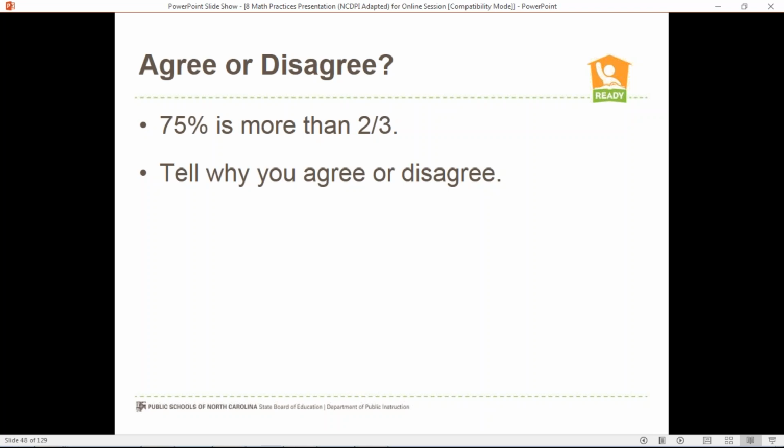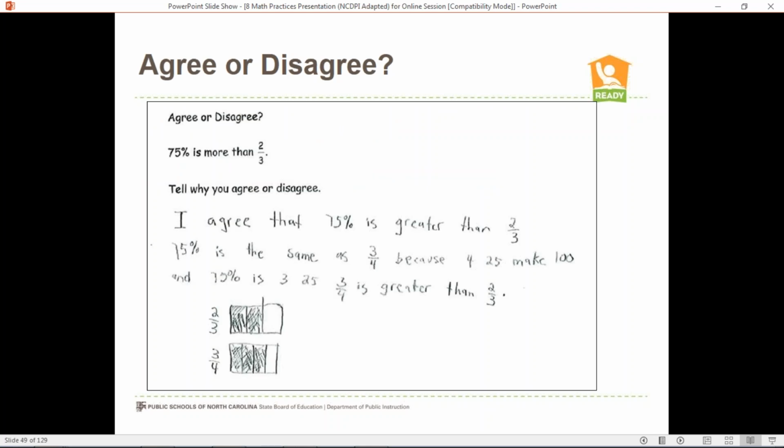So agree or disagree. 75% is more than 2/3 or 2 out of 3. And then why do you agree or disagree? Look at how some students thought about this. So I agree that 75% is greater than 2/3. 75% is the same as 3/4. And because 4 25s make 100, 75% is 3 25s. 3/4 is greater than 2/3. Sorry, I had to think about that for a second. So you could now see into the thought process.